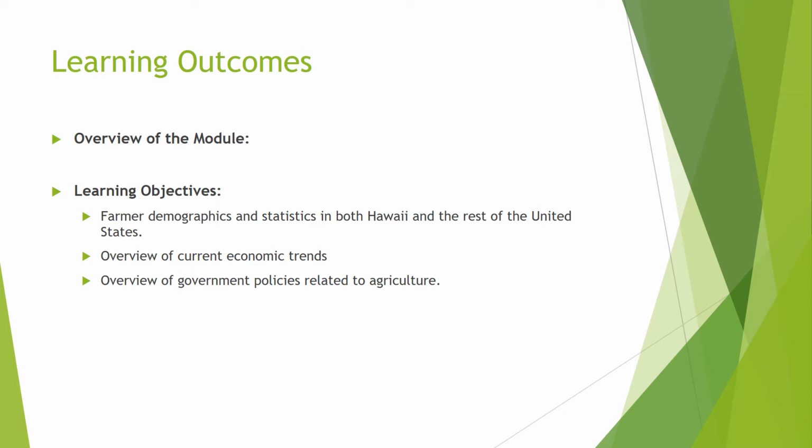During this module, we'll be going over both national and state information on agriculture. There's a long history of agriculture in Hawaii and throughout the U.S., and it affects everything from the economy, politics, and culture. Before we start creating our own ag business enterprise, it's important for us to take a step back and look at the macro level of the industry to better understand its larger picture. Learning objectives for this module include farmer demographics and statistics in both Hawaii and the rest of the United States, and learning current economic trends and government policies.